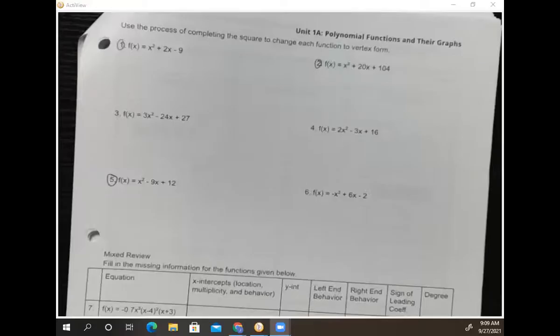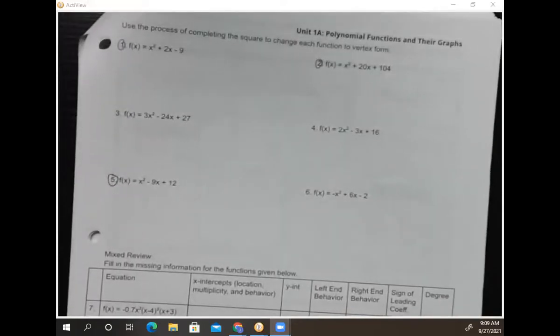Okay, so we are on page 49 today, and we're going to look at some more completing the square problems. So you had some notes last week about how to complete the square. Remember, this is how we switch from standard form to vertex form. So we're going to take a look at a couple of these problems together.